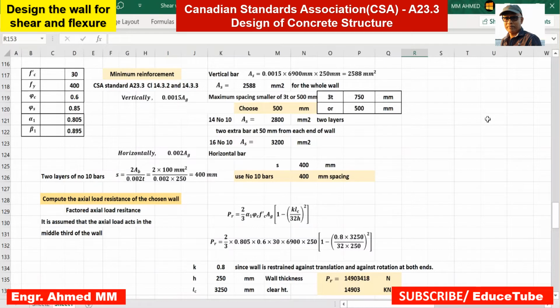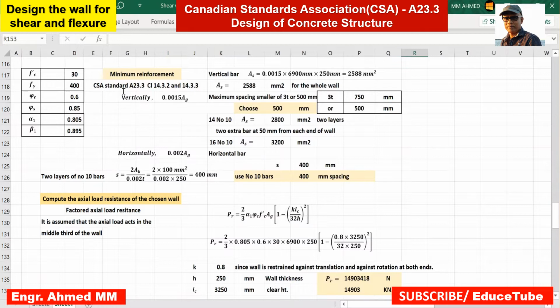So here in Excel, I am going to show you how to calculate minimum reinforcement, and after that we will compute the axial load resistance of the chosen wall. As well, I'll show you how to design for shear and also for flexure. So let's start with minimum reinforcement.